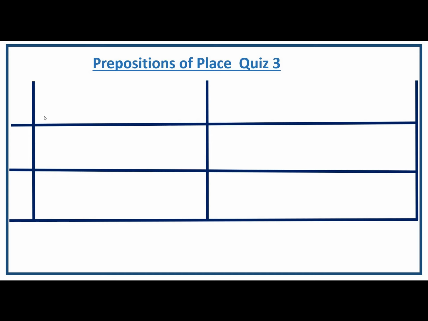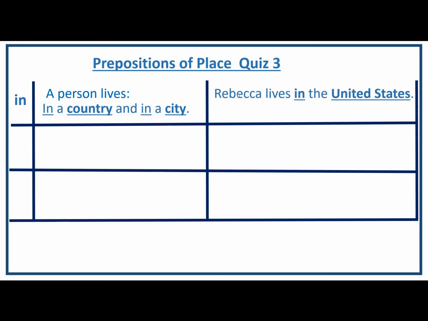So here we have in. When do we use the preposition of place in? In is used when a person lives in a country or in a city. For example, Rebecca lives in the United States. John lives in Australia. Peter lives in Denmark. Okay?